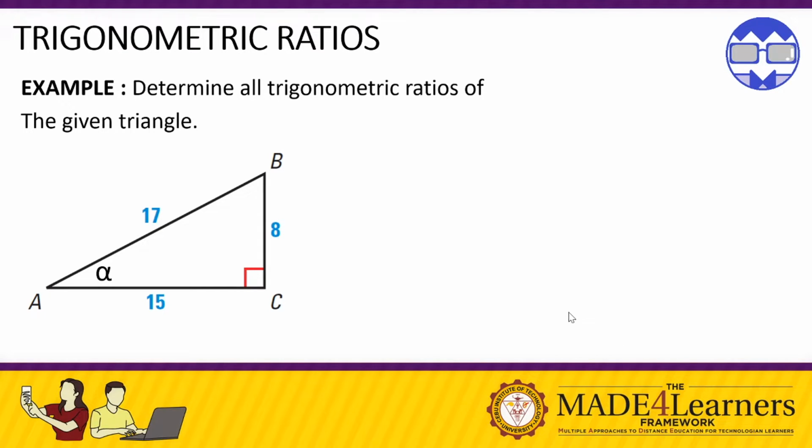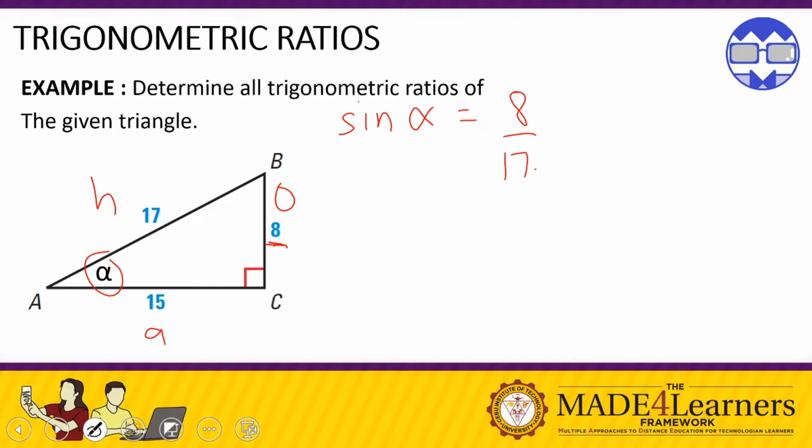Let's have an example. Determine all the trigonometric ratios of the given triangle. Our angle here is alpha. First, we need to find sine alpha, which is opposite over hypotenuse. Our opposite is 8, this is our O, 17 will be our H, and 15 will be our A. So we have opposite 8 over hypotenuse 17.